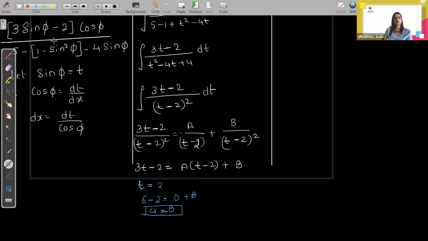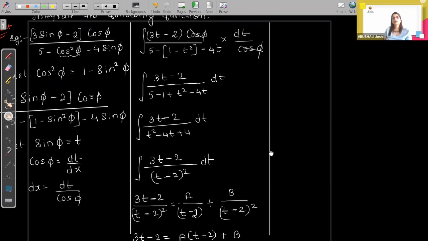Okay, and then we have to find out the value of a. A value कैसे आएगी? X को 0 ले लेते, t को 0 लेते हैं. If you take t equal to 0, that will give you minus 2 is equal to a into bracket 0 minus 2 will give you minus 2, and b value you already have, it is plus 4. If you take the 4 this side, you will get minus 6 is equal to minus 2a. So 3 is equal to a. I hope everybody understood this. Correct? So a is equal to 3 and b is equal to 4.